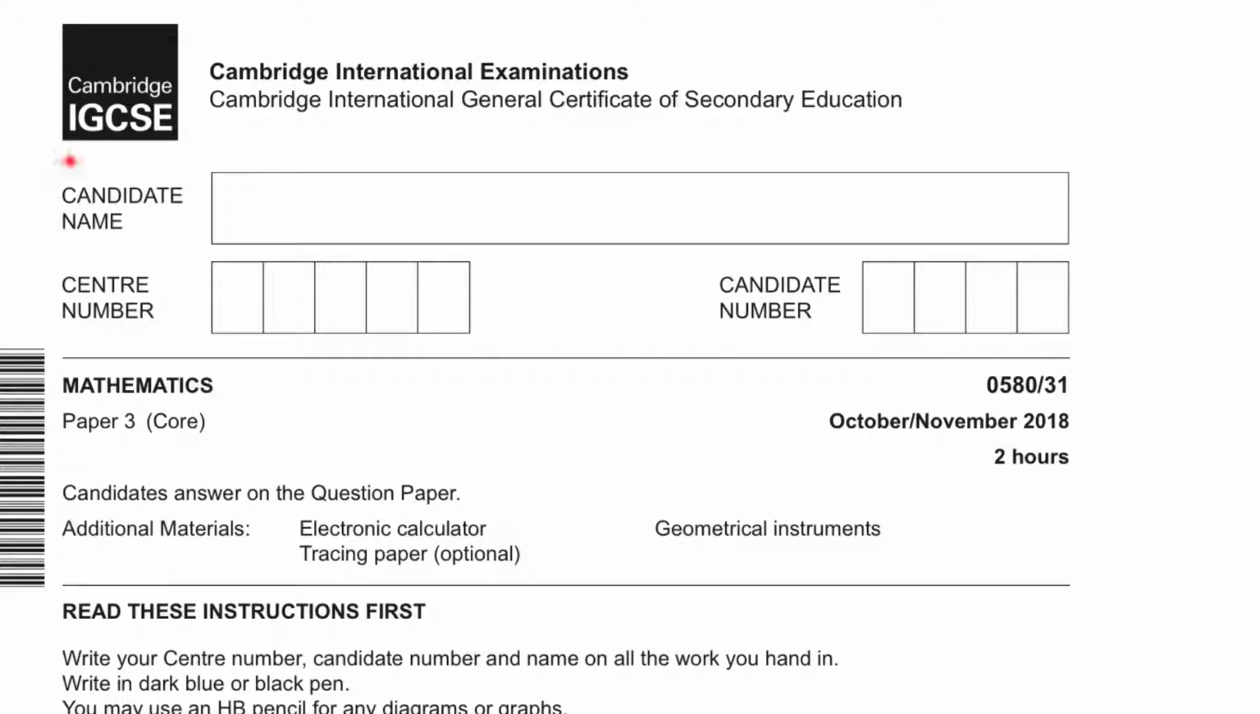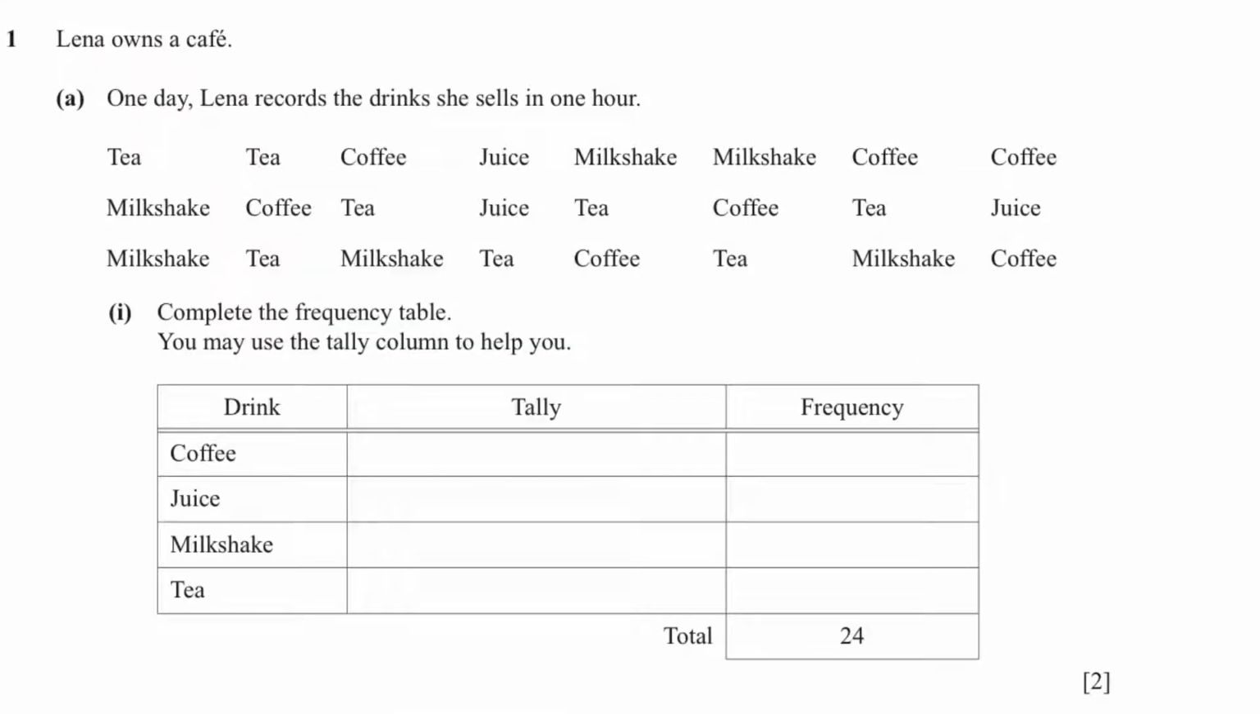Today we are going to solve Cambridge IGCSE Paper 3 Core, Variant 3-1, November 2018. Question 1. Lena owns a cafe and we have been given the different drinks she sells in 1 hour. Complete the frequency table and you may use the tally column to help you.